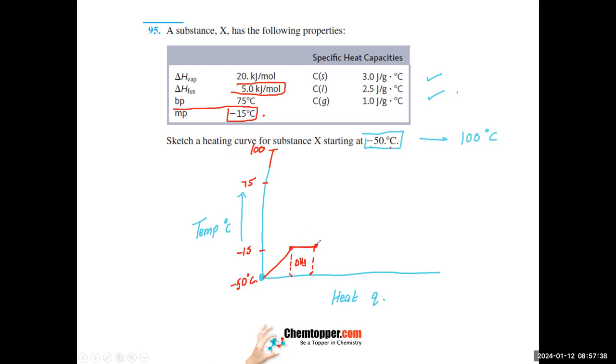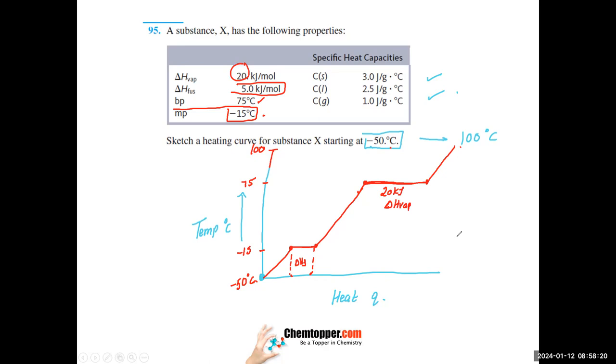After it is completely in the liquid form, then the temperature will start rising up. It will go up to 75 here. But at 75, it starts boiling. It will become constant again. But this time, this value is more. See, 4 times, this is 20 kilojoules. This is delta H of vaporization. You know the reason why. Once it is completely in the gas form, then it will start going up.